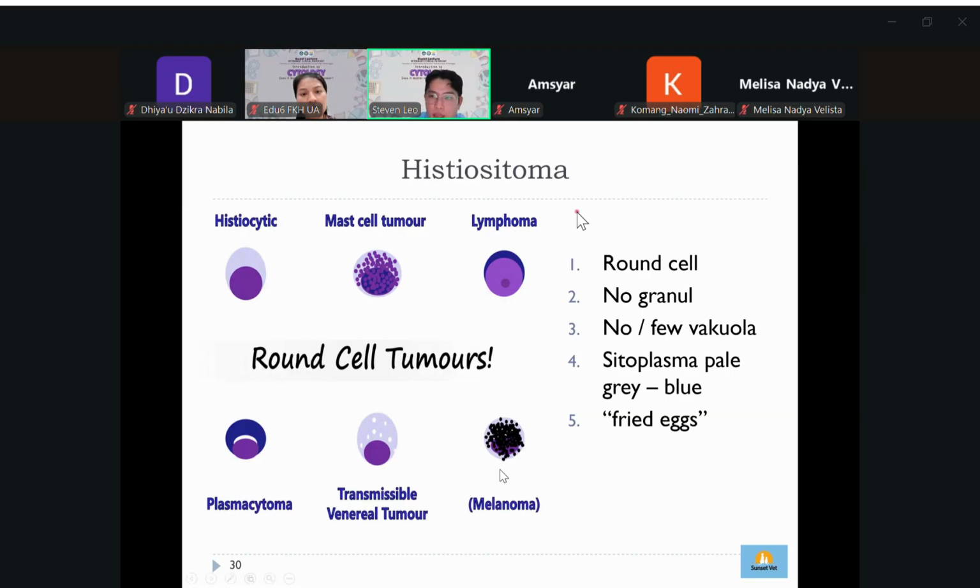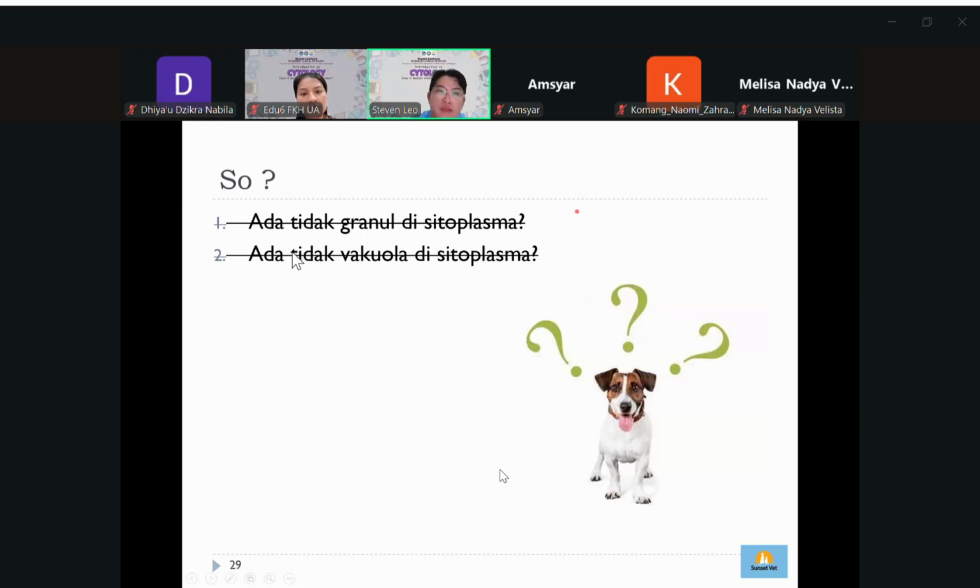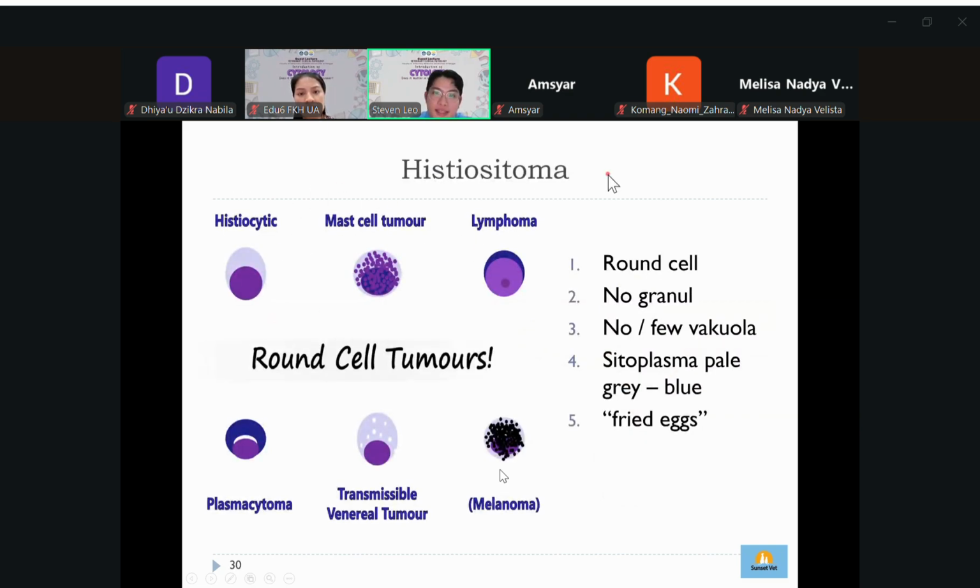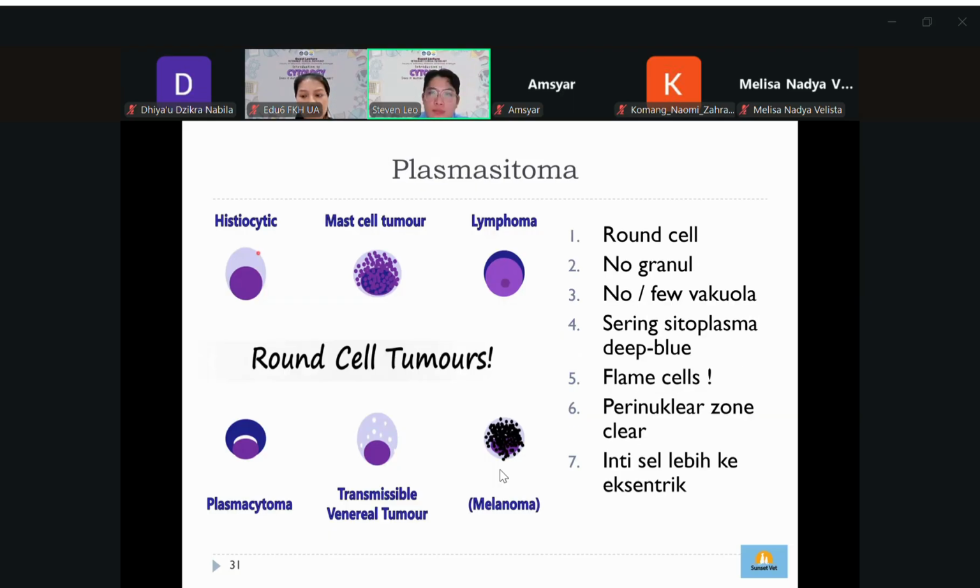Okay, let's say there are no granules and no vacuoles, so what's left? Histiocytoma, because histiocytoma is typically a round cell with no granules and no vacuoles. The cytoplasm here is pale gray. And then you're going to love this cell because this cell is so beautiful, and it looks like fried eggs. And then the plasmacytoma.